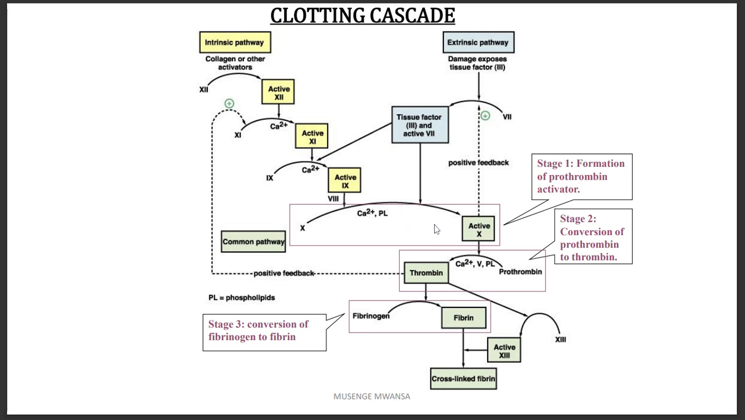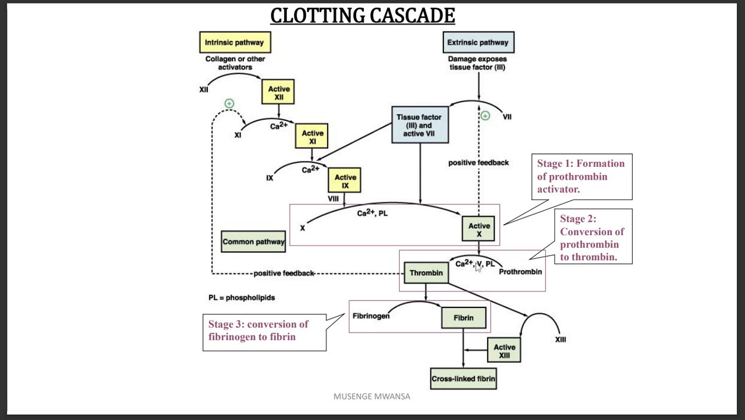So this prothrombin activator, what does it involve? It has a lot of things. The factor 10A, which has been activated, together with lipoproteins, factor 5, and factor 4, which is simply calcium, are going to be together forming what is known as the prothrombin complex. That prothrombin complex is going to convert prothrombin into thrombin. That is stage 2, conversion of prothrombin to thrombin.